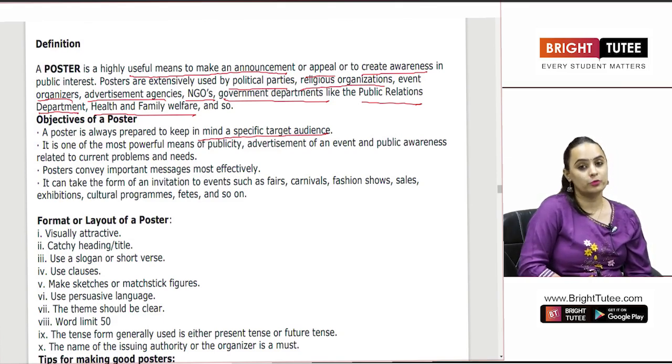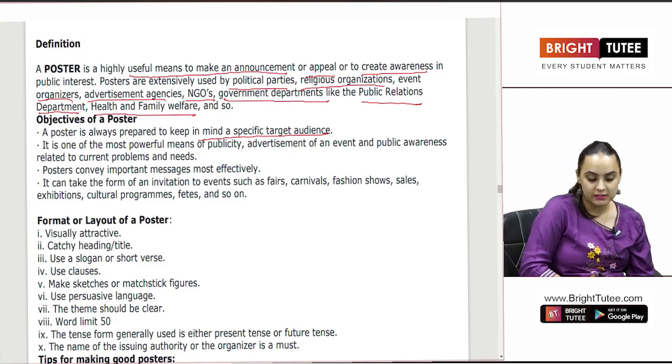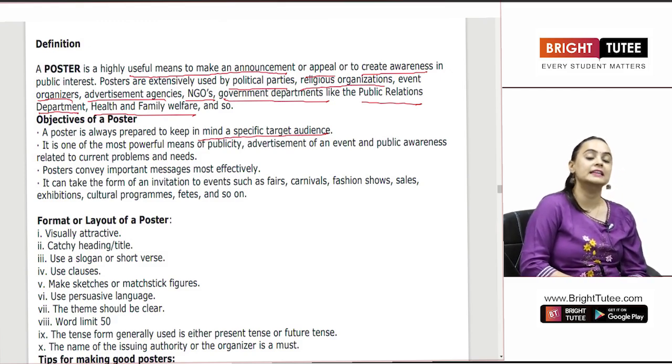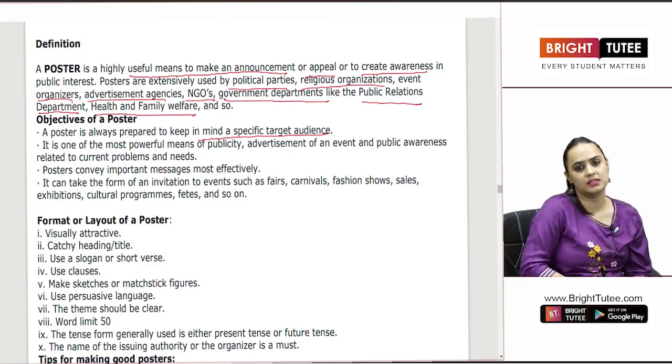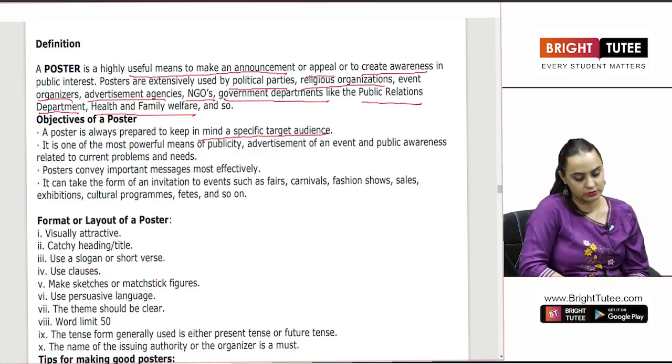So, through a poster, you can actually publicize a lot: advertisement of an event, public awareness related to current problems and needs. All these things are taken care of with the help of posters. Posters convey important messages most effectively. So, in the most effective manner, a poster can convey the most important message also.